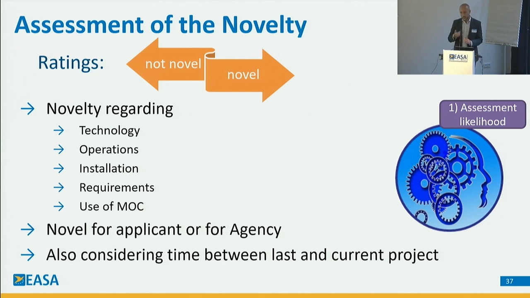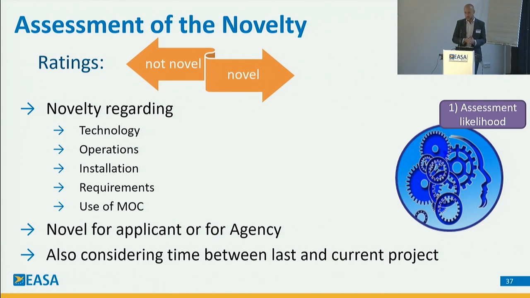It's linked for sure to what you see here: technology, operation, installation, means of compliance. If you have new requirements that you never worked with, if you have new means of compliance, or if there is a new special condition that you have never applied, this will be novel for you. It may also be novel as a CDI if this is something where you are very expert, but it is something new for the agency. So this is also a dimension that we have to take into account. In this two-party discussion, whatever is novel should be marked as novel.